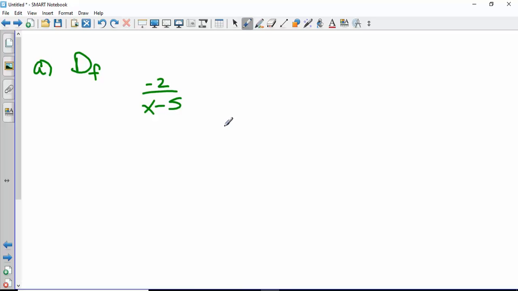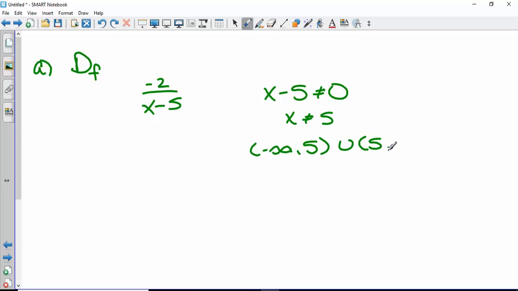F is negative 2 over x minus 5. If you have a fraction, how do you find the domain? The bottom cannot equal 0. I do expect that in interval notation. So we know x can't be 5, so you would have to write negative infinity to 5, union 5 to infinity.